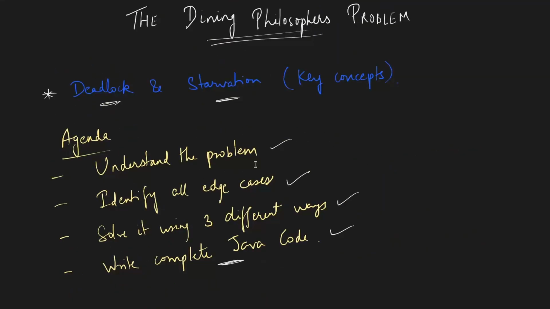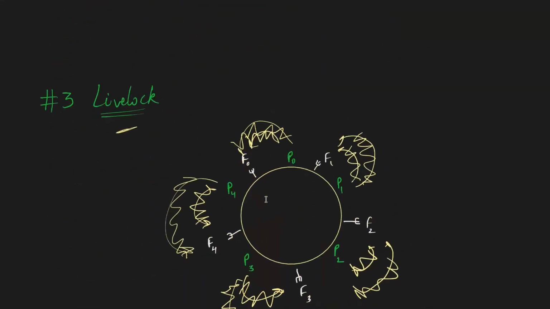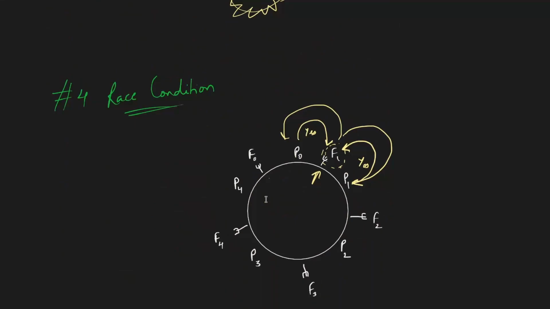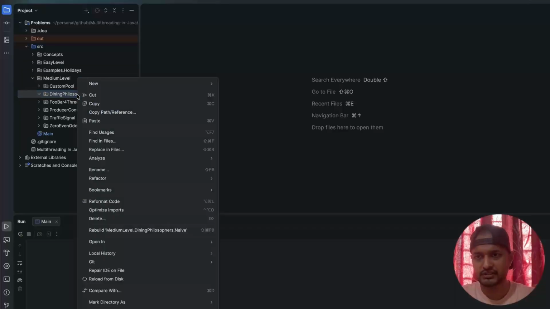In part 1, we covered the theory part, we understood the problem, learnt about all the edge cases like deadlock, starvation, live lock and race condition that we need to handle while coding. If you have already watched part 1, then without wasting any time, let's dive into coding. Let's start coding our naive solution.